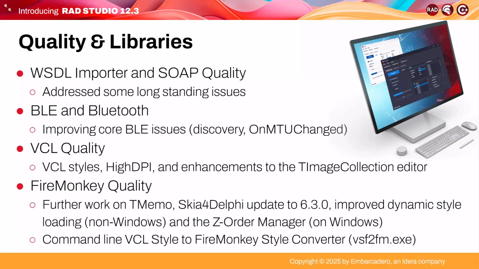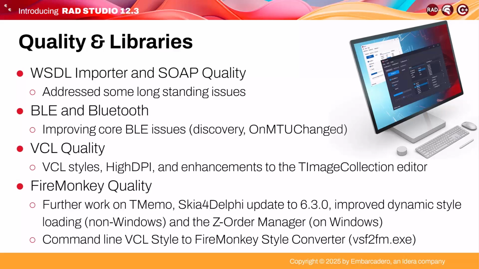It's also worth calling out the VCL quality work we have done around VCL styles, high DPI, and other general improvements to VCL controls. In particular, we've made some enhancements to the image collection design time editor. For FireMonkey, this release adds a new command line tool to generate FireMonkey styles starting from VCL styles. Rather than having to open the style in the designer and then saving it in a different format, you can invoke the same tool on the command line. Also, we upgraded the Skia for Delphi version that we integrate.